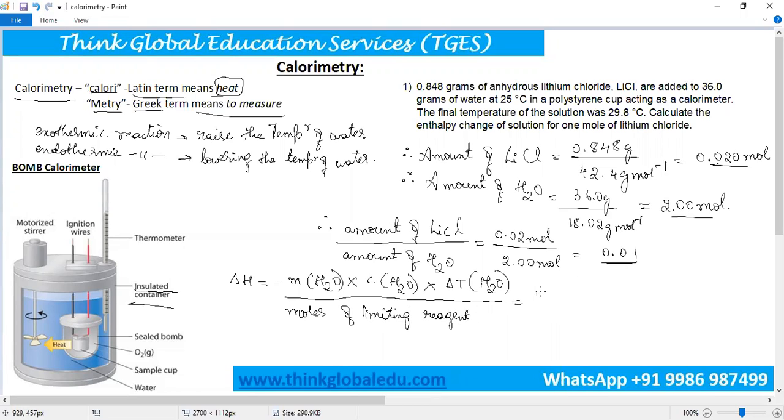So the mass of water which is given, 36.0 gram, into specific heat capacity of water, which is 4.18 joule per gram per degree Celsius, and the change in water temperature is 4.8 degrees Celsius, which is from 25 degrees Celsius to 29.8 degrees Celsius, over the moles of the limiting reagent, that is lithium chloride, 0.02 moles, which will be equal to minus 36 kilojoule per mole.